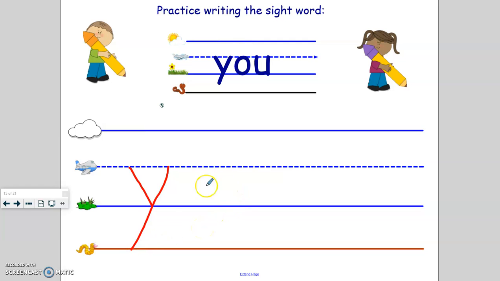When we make our O, we are going to point to the plane line, trace back down to the grass line, and around back up to the plane line. O. When we make our U, we're going to point to the plane line as well. We're going to go down to the grass line, curve up to the plane line, and trace straight down to the grass line. U. You is spelled Y-O-U.